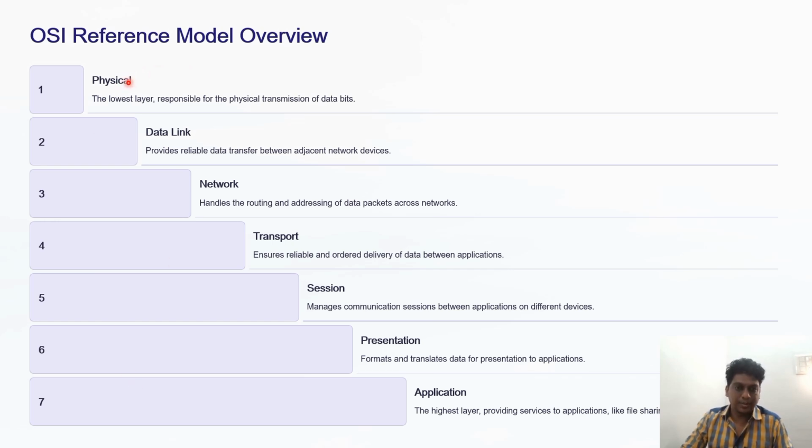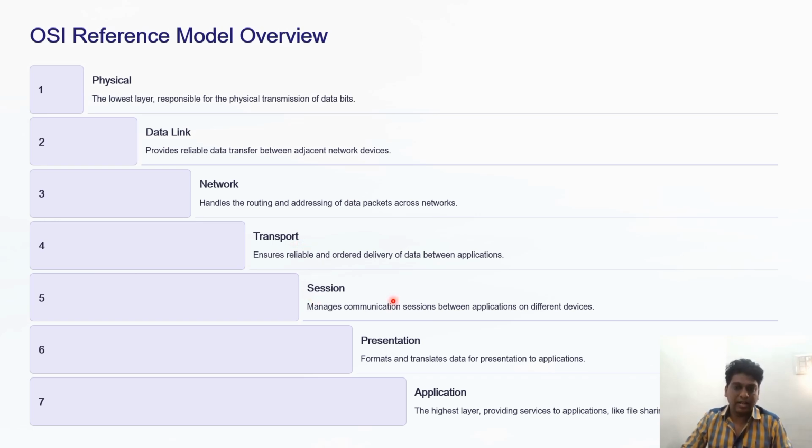Physical layer: it is responsible for transmission of the data bytes. The second one is the data link layer, which helps to transfer the data between adjacent network devices. The third one is the network layer, which helps in routing and addressing of data packets across the networks. Then the transport layer makes sure the data reaches the correct destination in the correct time.